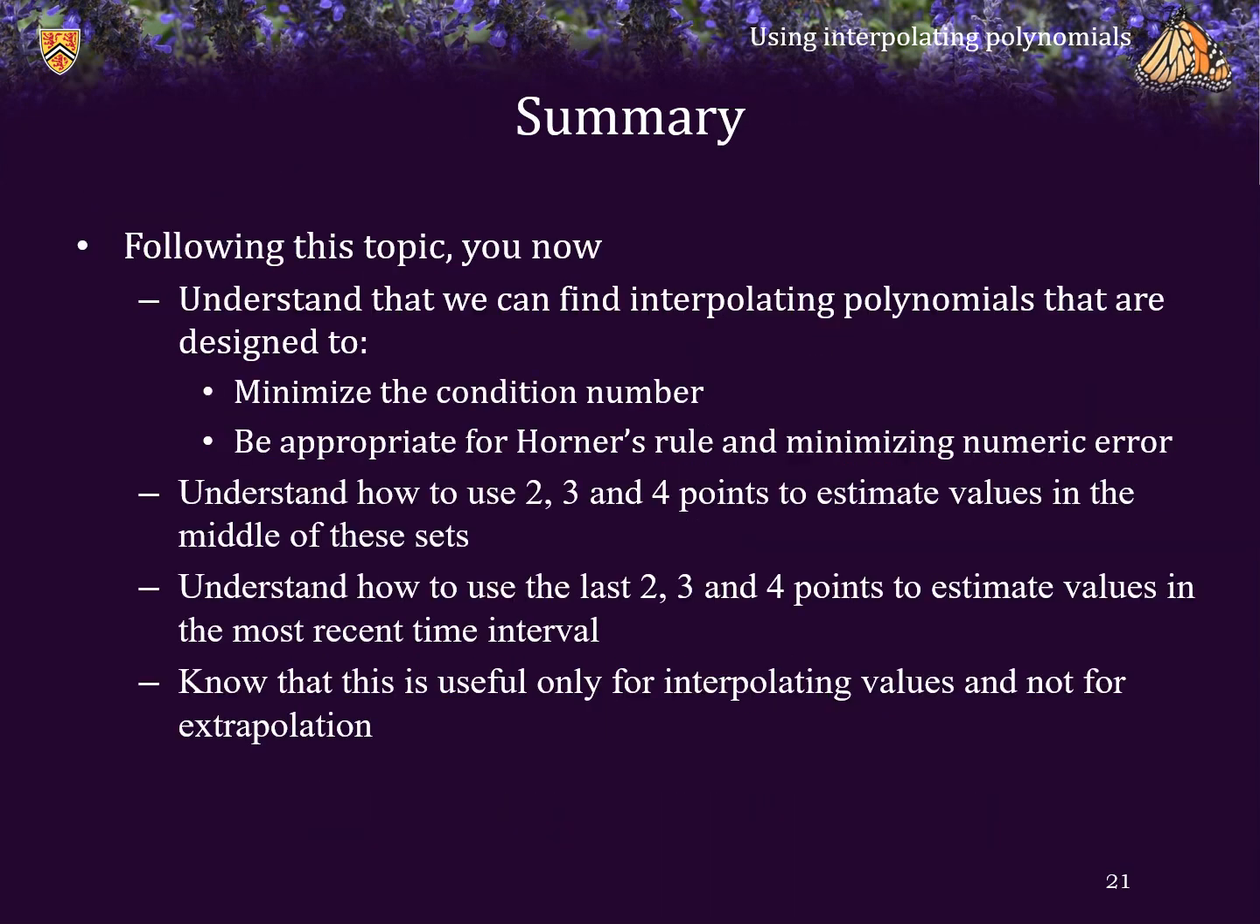So, following this topic, you now understand that we can find interpolating polynomials that are specifically designed to minimize the condition number and be appropriate for use in Horner's rule, and consequently minimizing numeric error. You also understand how to use 2, 3, and 4 points to estimate values in the middle of these equally spaced points. And you also know how to use the last 2, 3, and 4 points to estimate values in the most recent time interval. You also understand that we will not be using interpolating polynomials to extrapolate values in the future. For that, we will see other techniques.